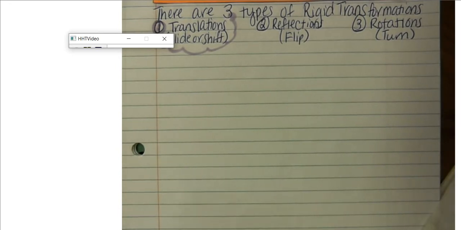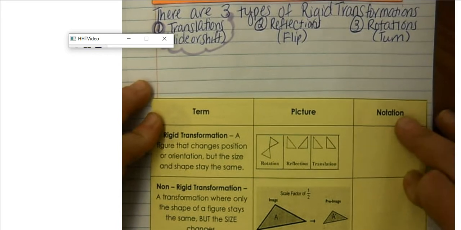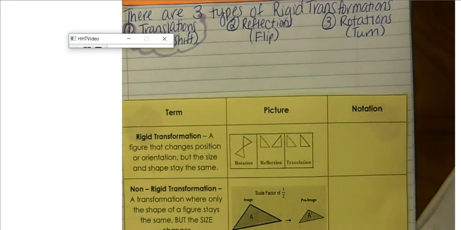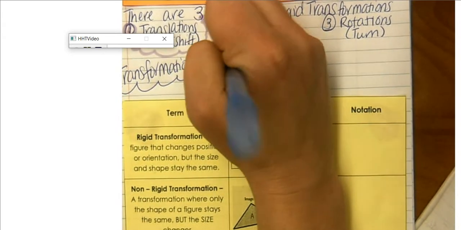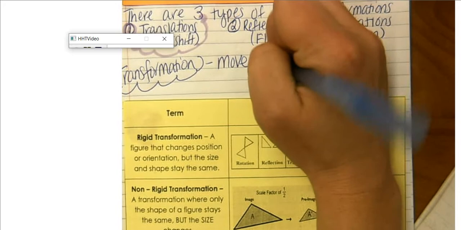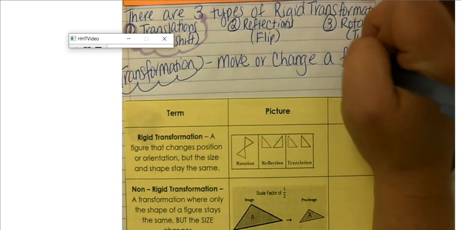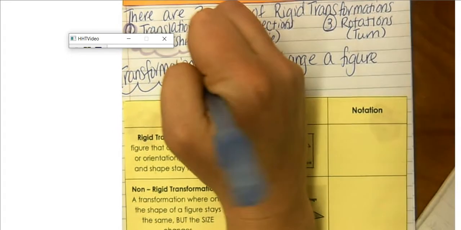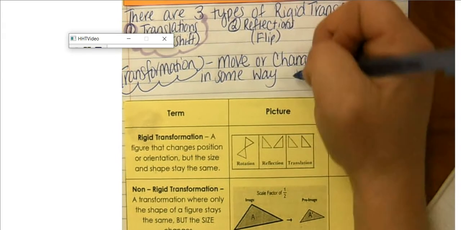So there are 3 different types of transformation. So we've talked about those, but let's make sure that we're all on the same page about what the word transformation means. Transformation means that you move or change a figure in some way to produce a new figure.